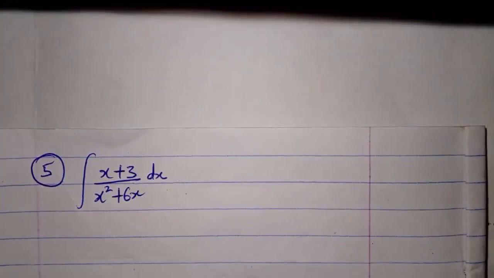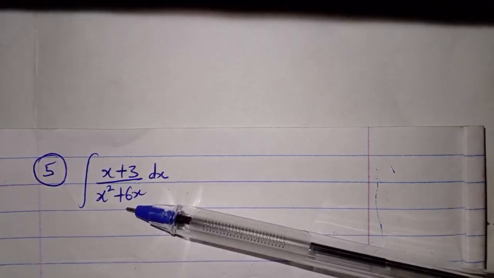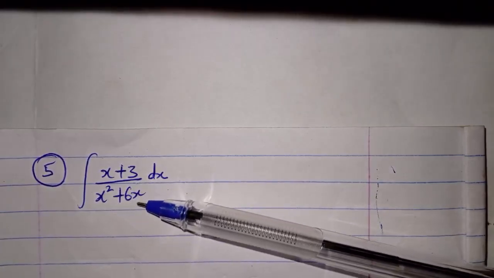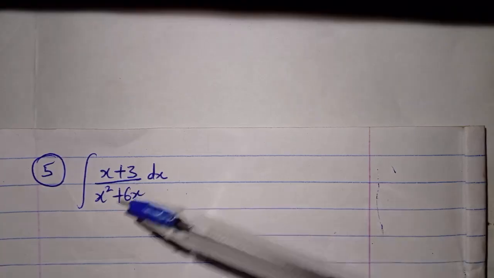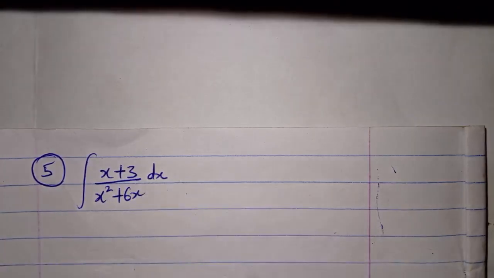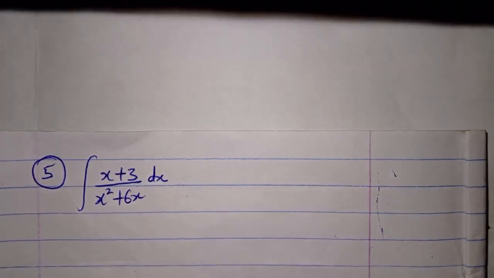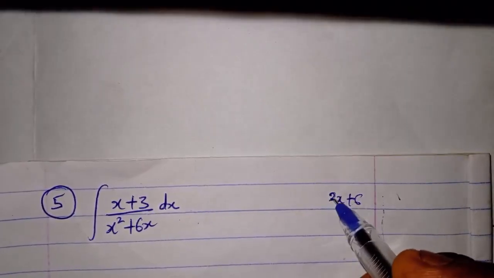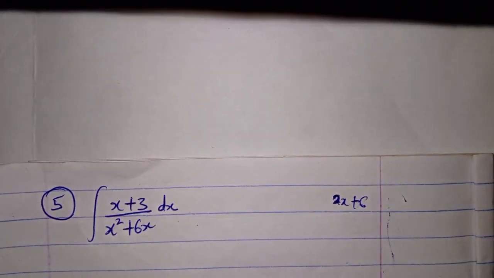Alright, let's evaluate this integral: the integral of x plus 3 all over x squared plus 6x dx. If I look at this denominator very well, I can see x squared plus 6x. And the derivative with respect to x of x squared plus 6x is 2x plus 6. That is, if I differentiate this x squared plus 6x with respect to x, I will get 2x plus 6. Look at 2x plus 6. Can you see that x plus 3 is a factor of 2x plus 6?